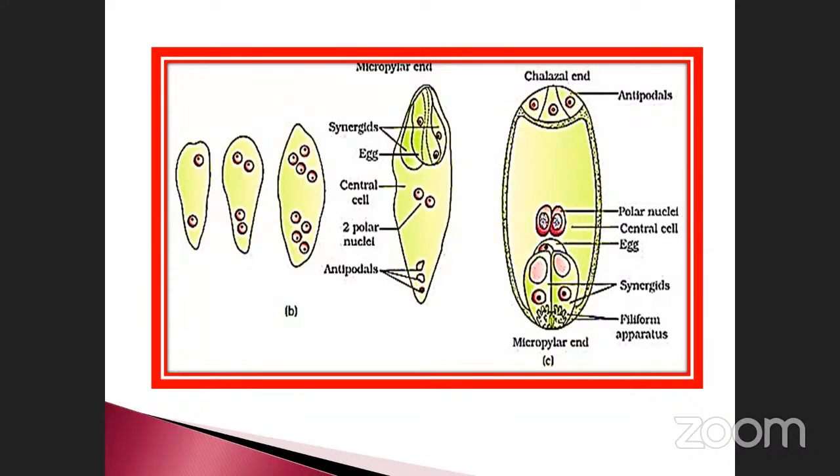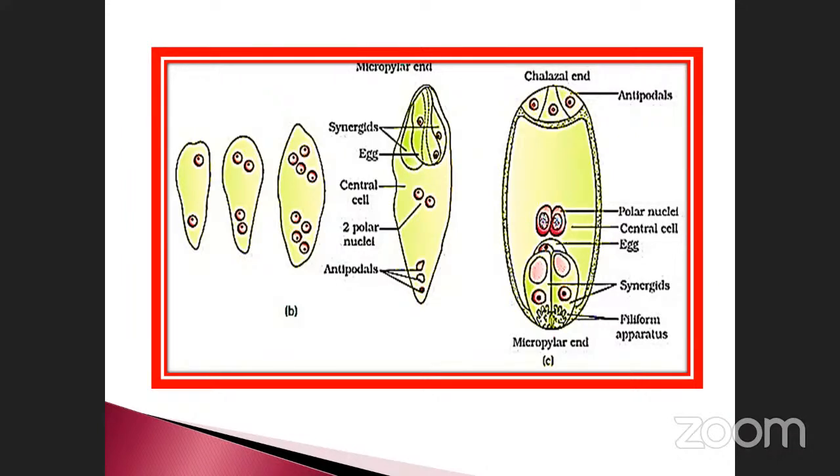Here in the center there is the polar nucleus, otherwise called the central cell. And then opposite means antipodal. Antipodal cells are present in the chalazal end. Note it down, very, very important. Antipodals are always present in the chalazal end.